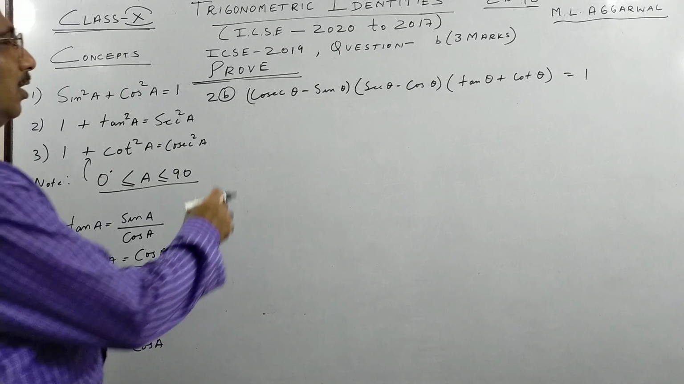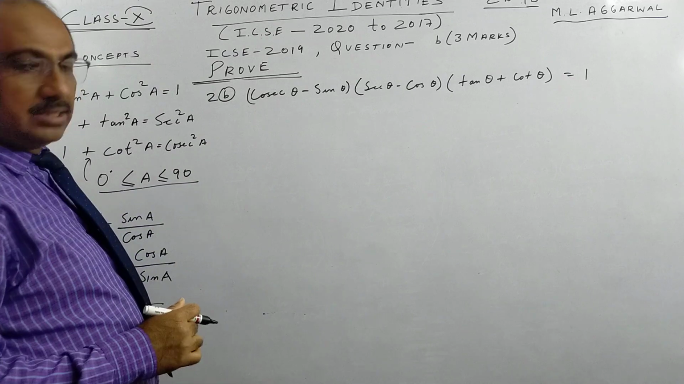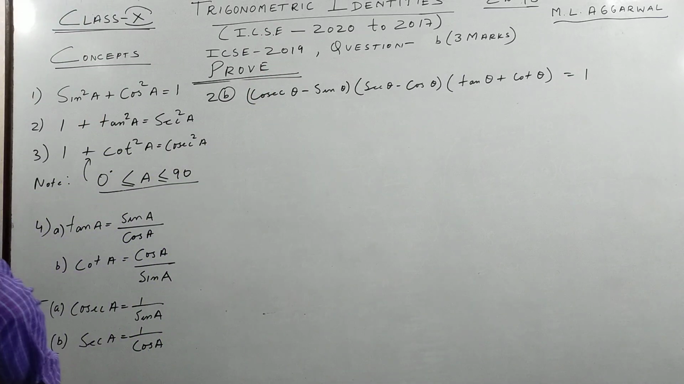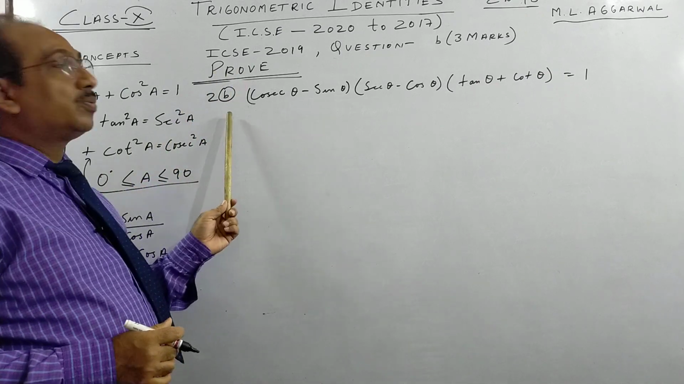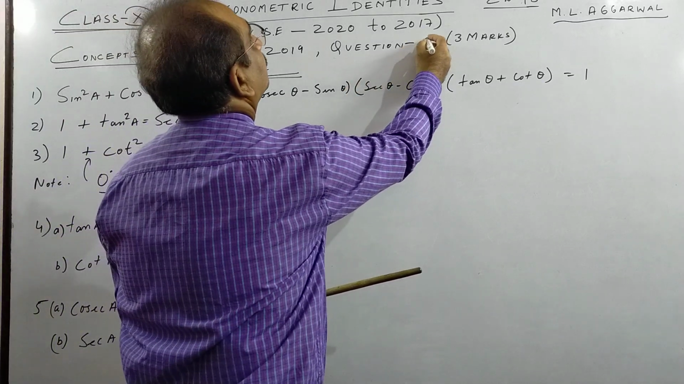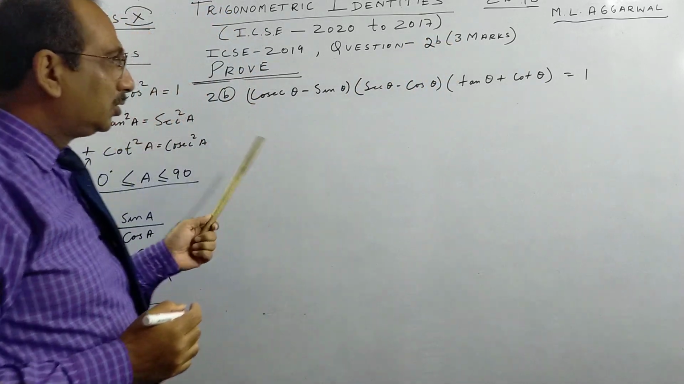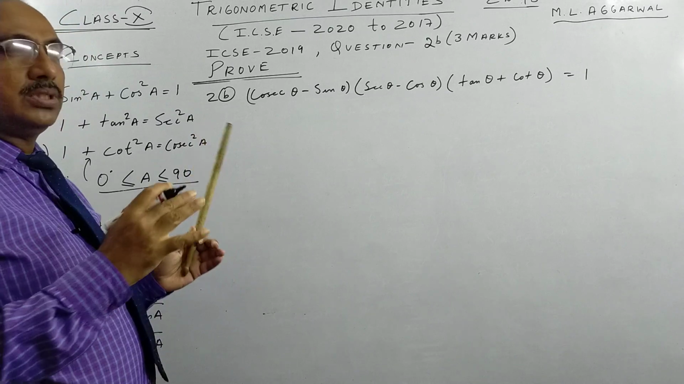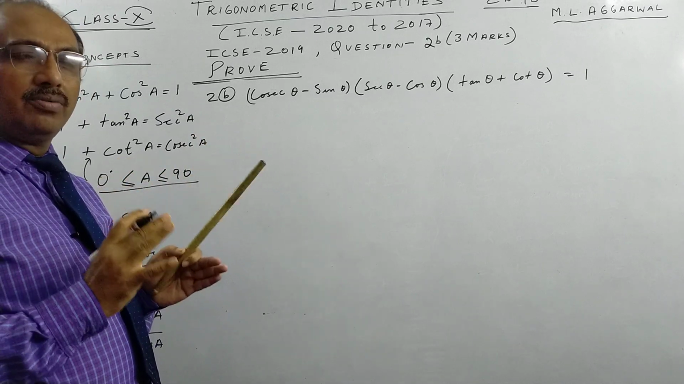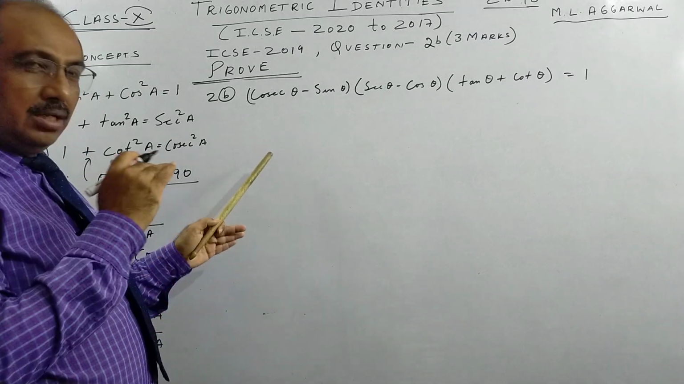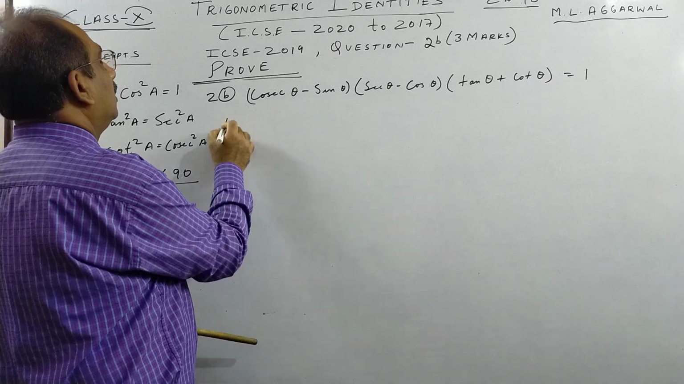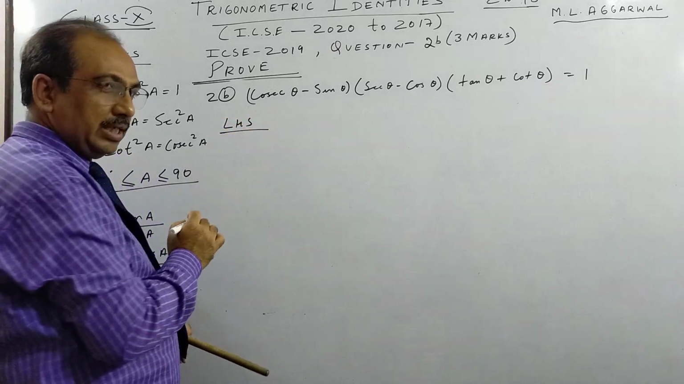Now we move on to ICSE 2019. So you see, this is also question 2B. This is the compulsory section. This also carries 3 marks. So let us see how we do. See children, ICSE questions are neither very easy nor very hard. So they are at the right level. That's why I have started with ICSE questions. Here we will start with the left hand side.